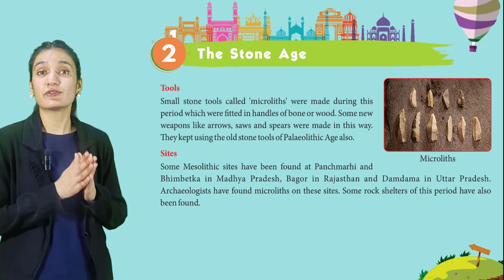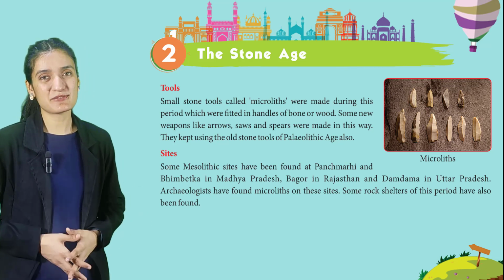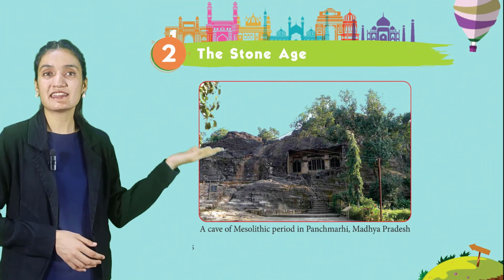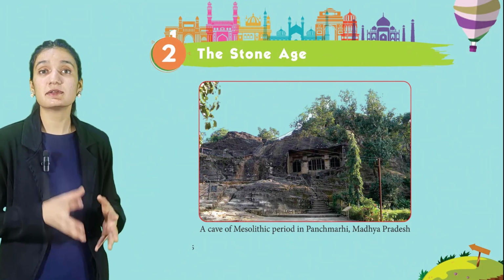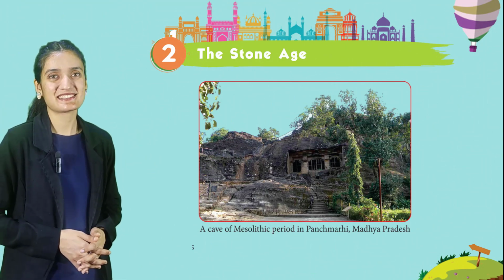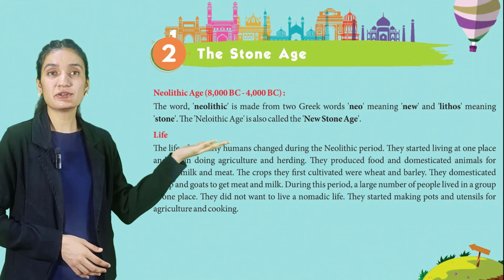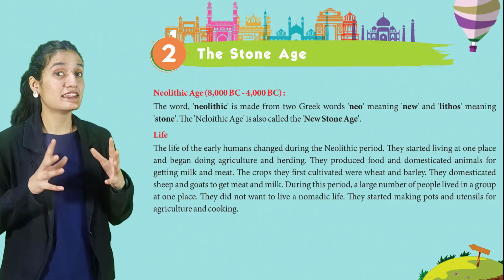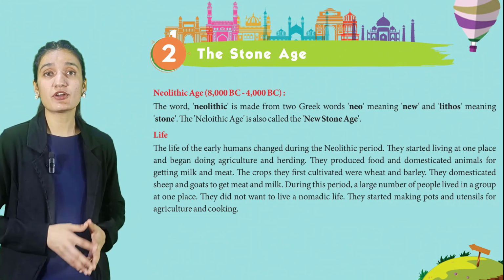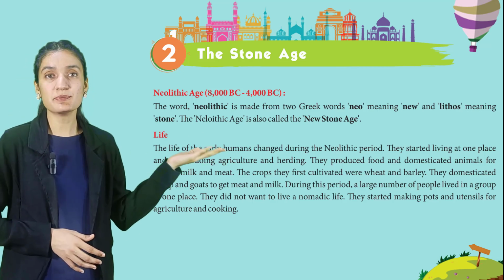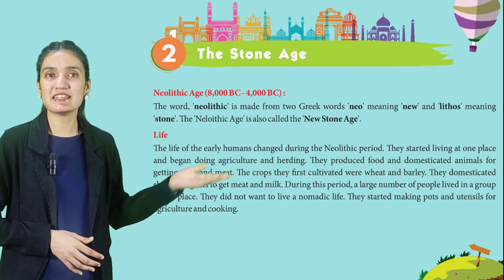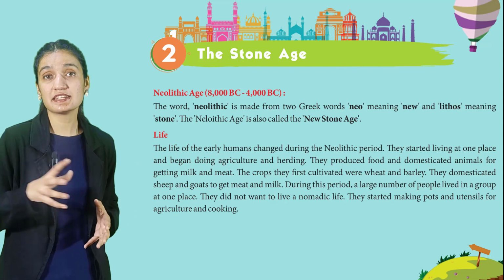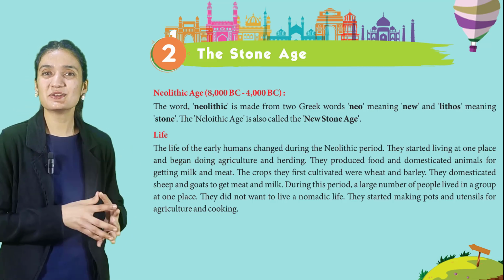Some rock shelters of this period have also been found. Here is a picture of a cave of Mesolithic period in Panchmari, Madhya Pradesh. Now next is Neolithic age, 8000 BC to 4000 BC. The word Neolithic is made from two Greek words, neo meaning new and lithos meaning stone. The Neolithic age is also called the New Stone Age.